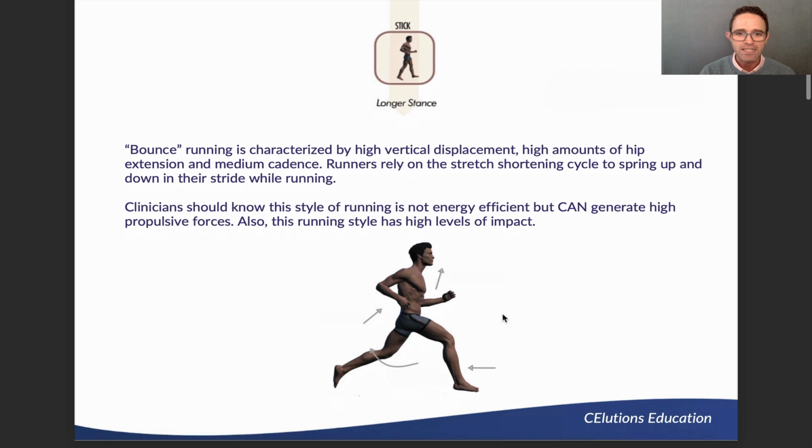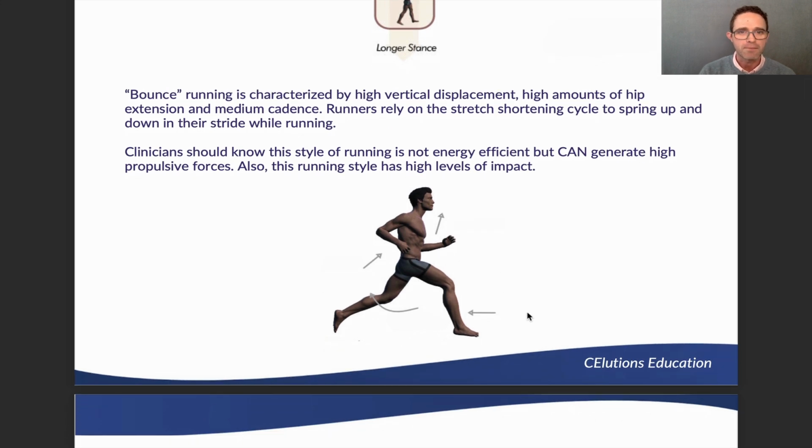So let's talk about these in a little more detail. So bounce running is going to be characterized by high vertical displacement. We're also going to have high amounts of hip extension, and as we mentioned before, a medium cadence. Now, runners really should rely on the stretch shortening cycle for this, and that's what most of them do because they spring up and down when they run, and they go up and down into the stride, really capitalizing on being able to fire those muscles.